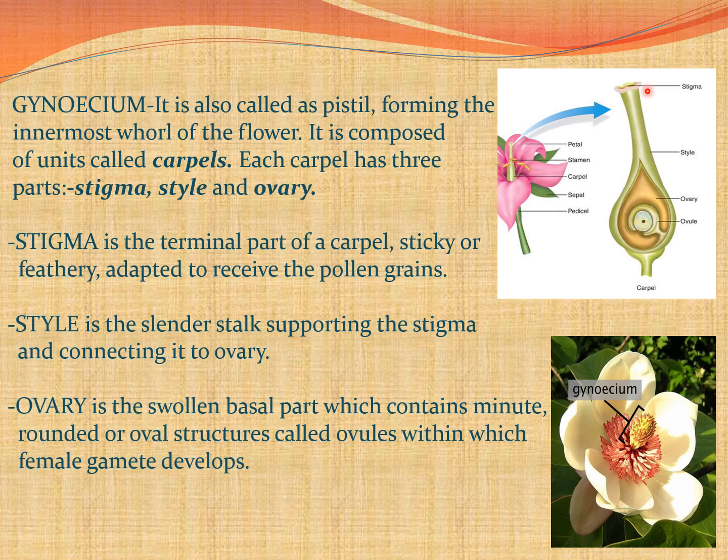The ovary is the swollen base of the carpel, which contains ovules within which female gametes develop. Then the stalk that connects the ovary to the stigma is the style, and the knob-like structure or the terminal end of the carpel is called the stigma. Stigma is mostly sticky or feathery to receive the pollen grains during pollination.